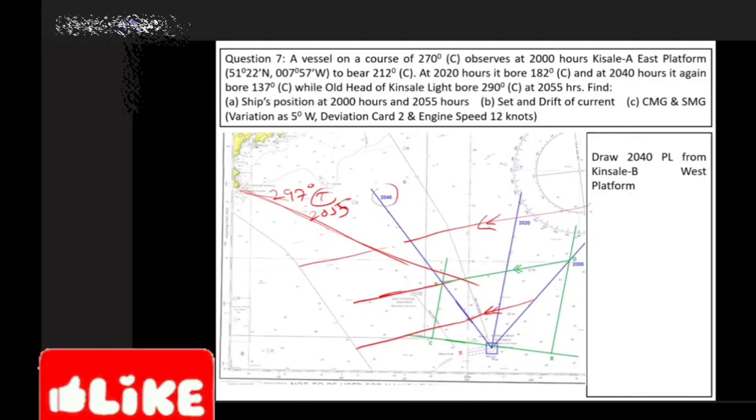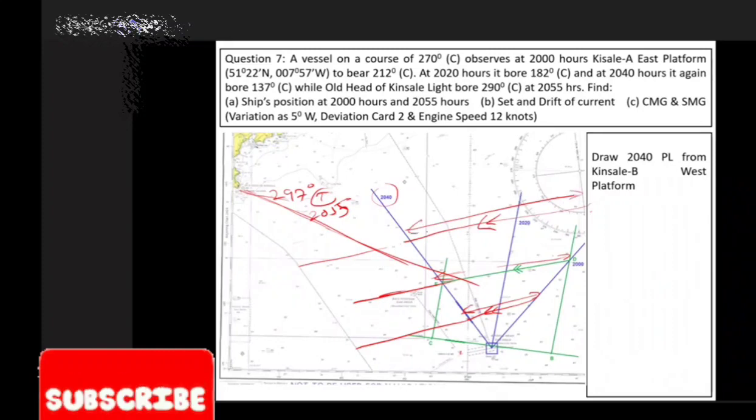You measure the distance from D to E. In the green case, it will be this distance. In this course made good, it will be this much distance. In the third course made good, it will be this much distance. Whatever is the distance on your course made good, you find out the DMG.